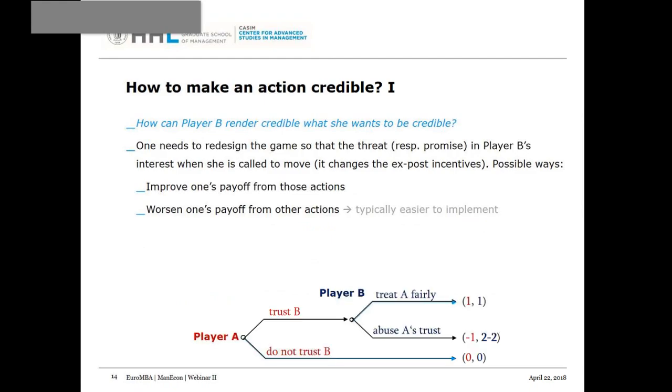Now, if you look at the trust game and knowing the structure, what it would mean is that abusing trust should be that player B should be worse off. So I would subtract 2 units of payoff, and therefore when player A trusts, player B would later on be better off by trusting, or let's say treating A fairly than abusing. Okay, how can this be done specifically?